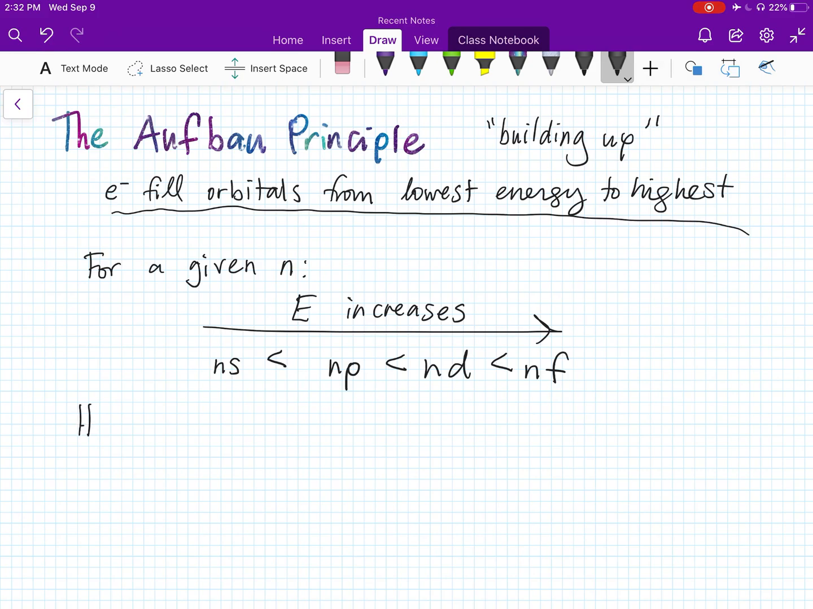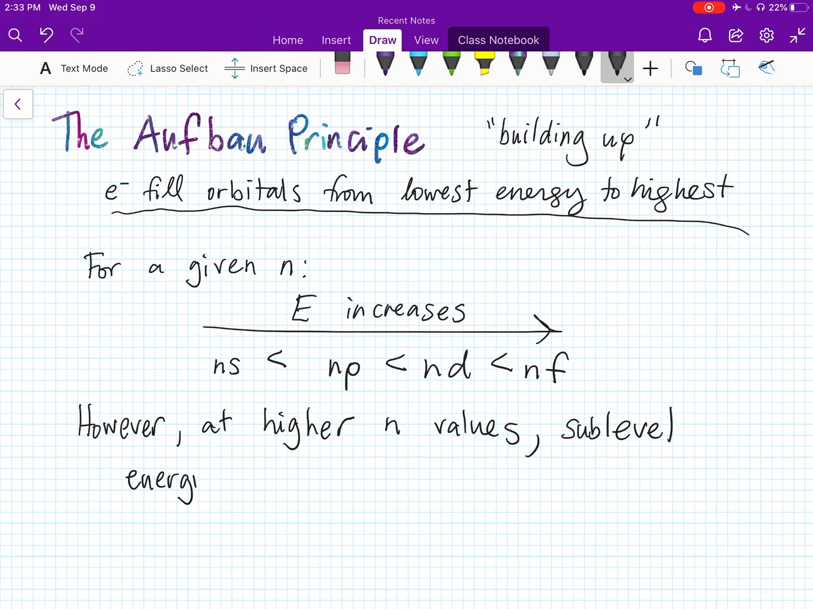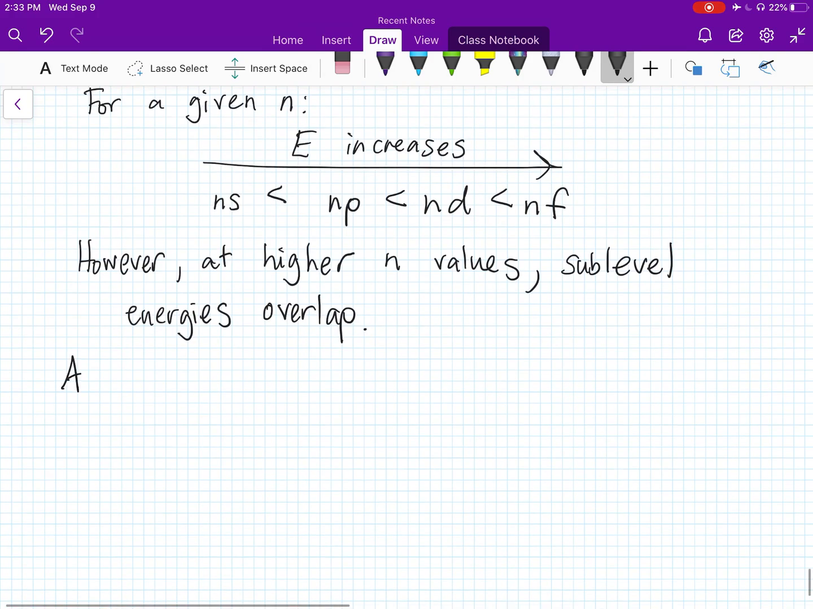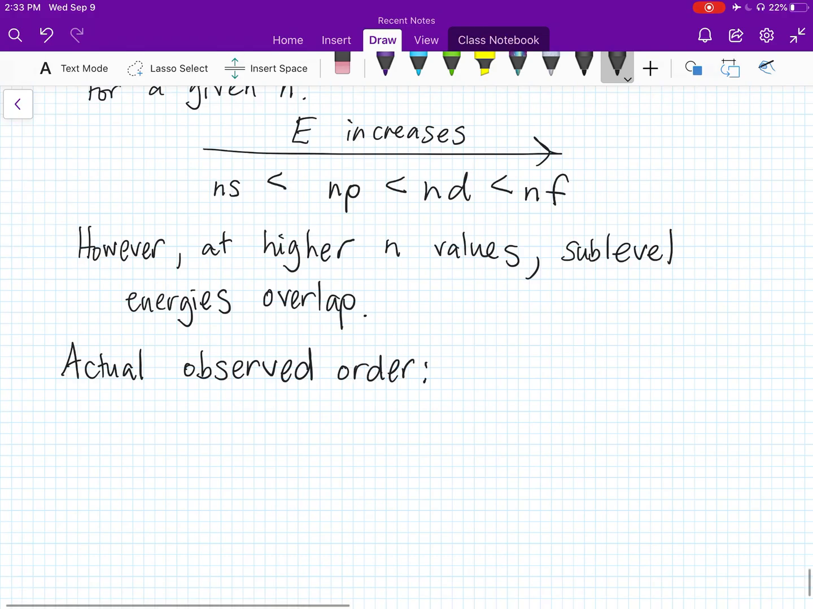However, and this is a very big caveat here, as we go to higher n values, there are some weird overlaps that start to occur with sublevels. So you kind of have to know the actual observed filling order, because sublevel energies often overlap in kind of unpredictable ways. But as long as you know what those are, you can predict them. So what you need to know is the actual observed filling order for electrons in orbitals, starting with the lowest energy and going to the highest energy.